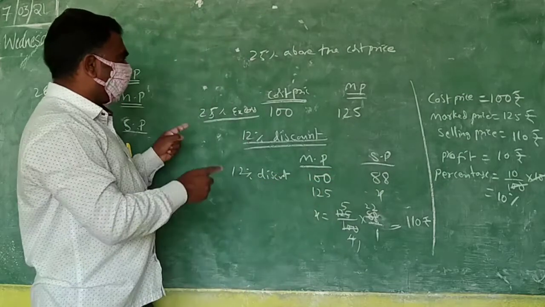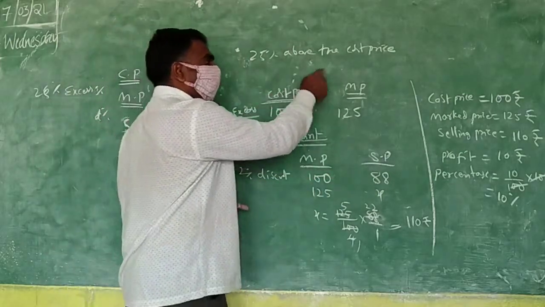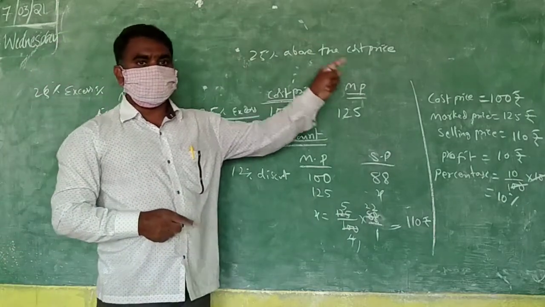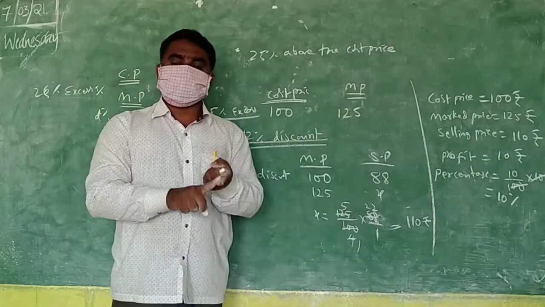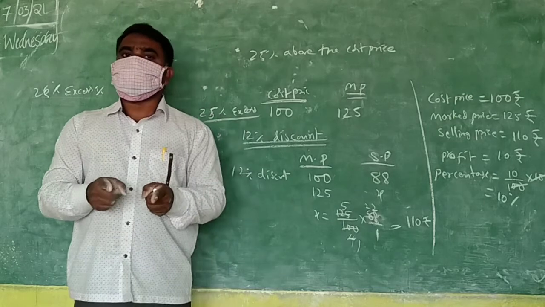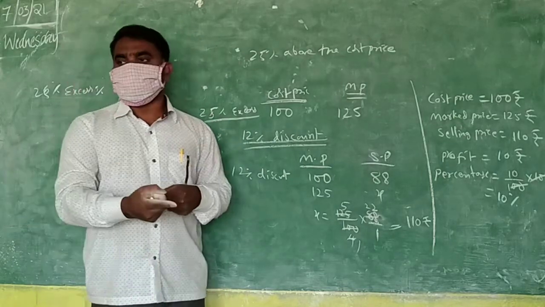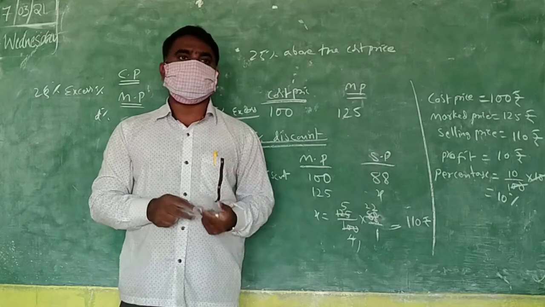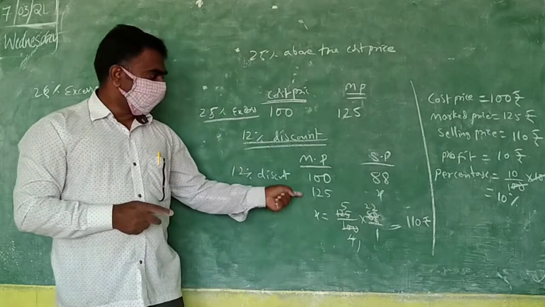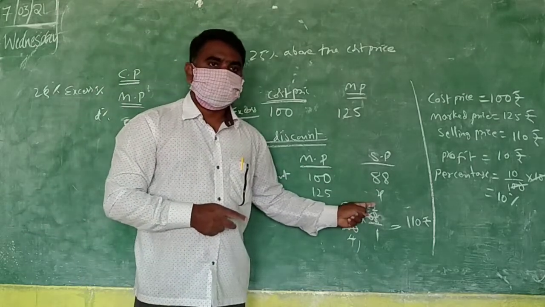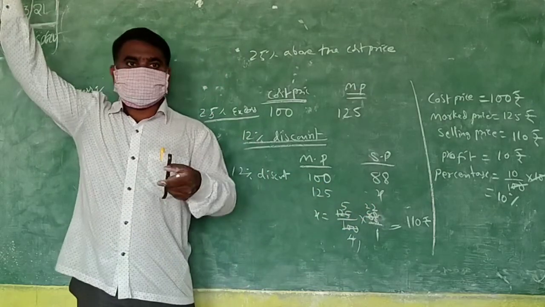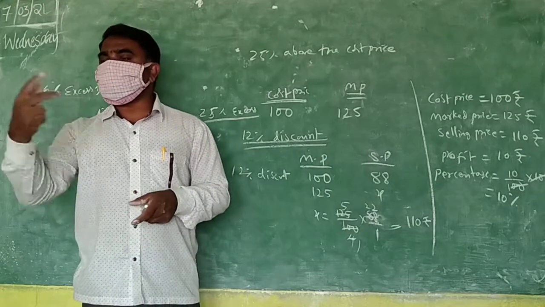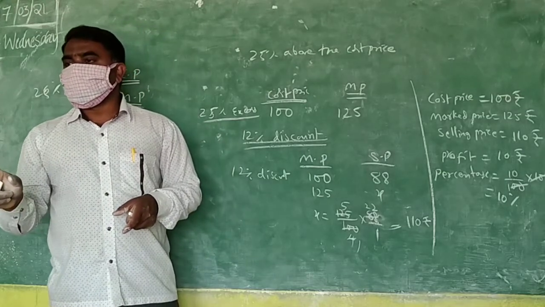So first of all, you have to find the market price from the cost price. After marking the market price, he will give the discount on the market price. Whatever he is getting after the discount is called the selling price. So using the cost price and selling price, you can get the profit or loss. Market price is nominal. That is not important.